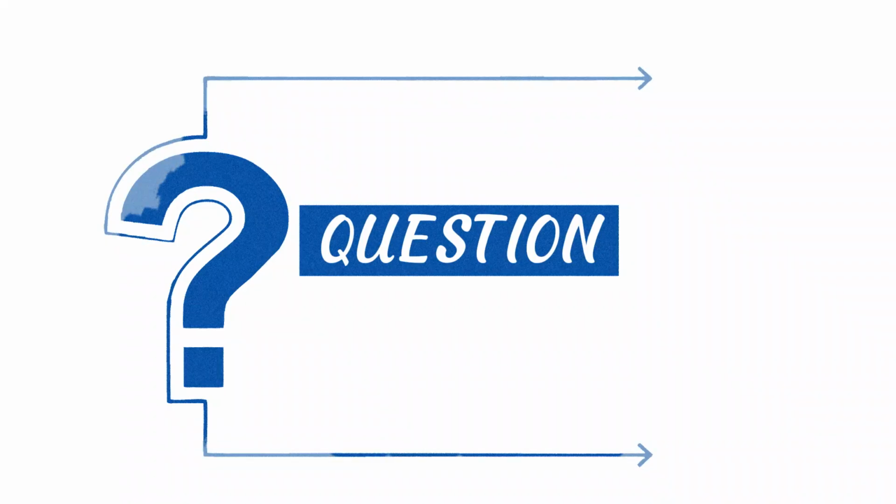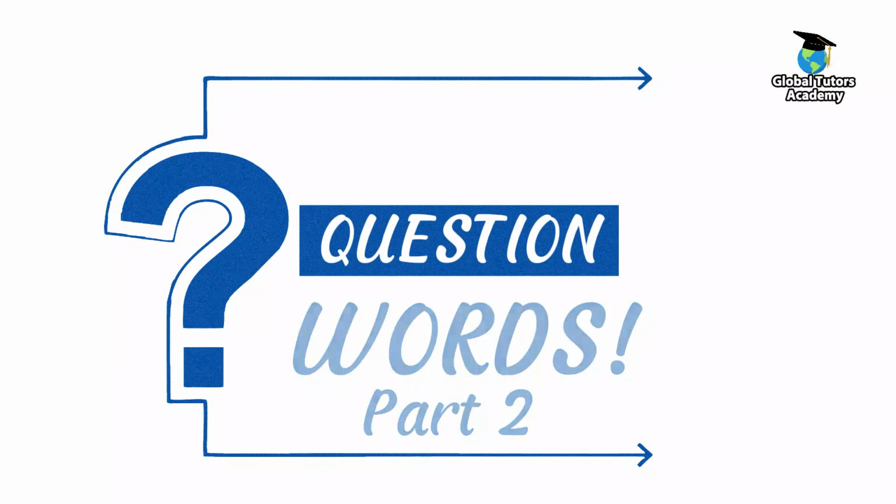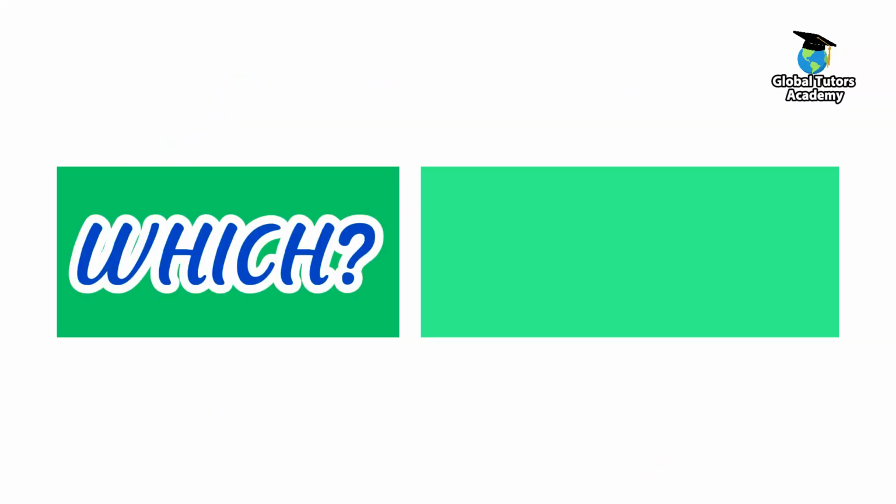In our last lesson, we learned the 6 basic question words: who, what, when, where, why, and how. Today, we're leveling up. We'll explore 10 more question words and phrases that will make your English sharper and your conversations richer. Let's get started.